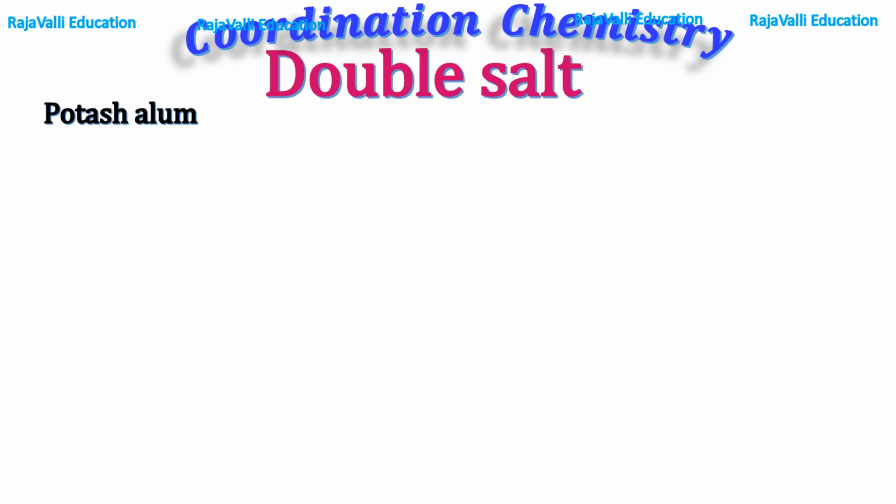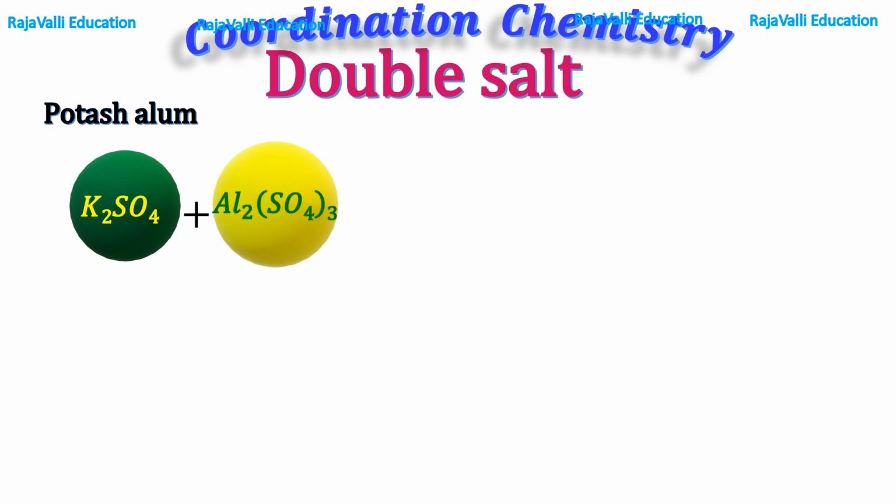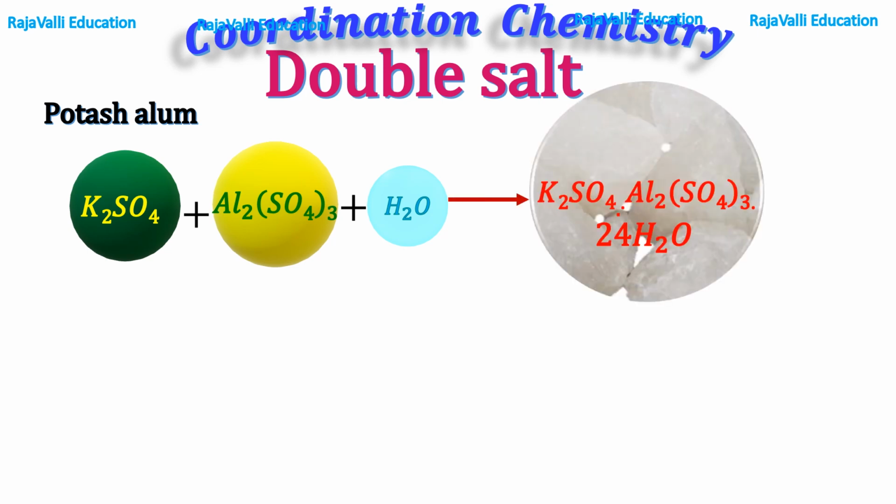The next example is potash alum. Equimolar concentrations of potassium sulfate and aluminum sulfate are mixed and allowed to crystallize. We will get potash alum. Its formula is K2SO4.Al2(SO4)3.24H2O.